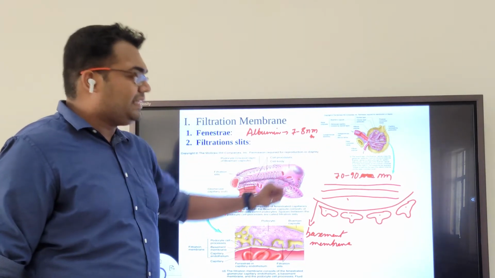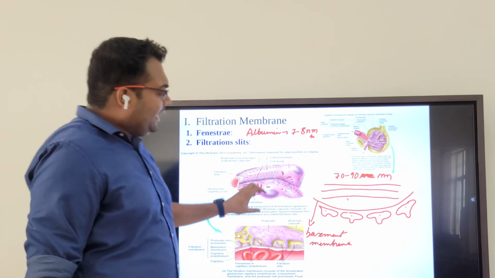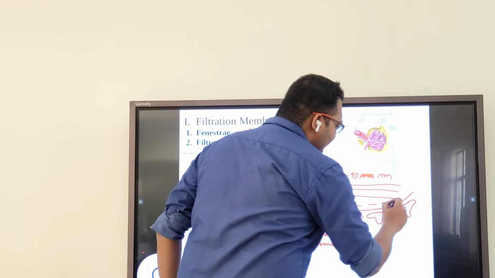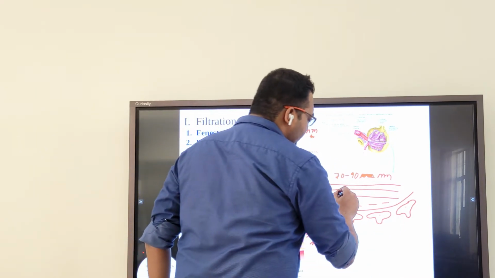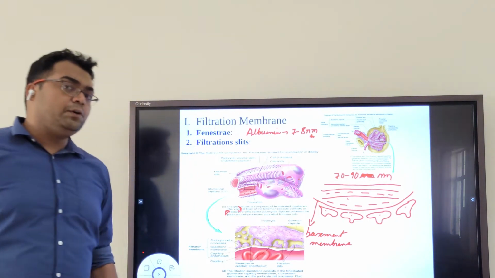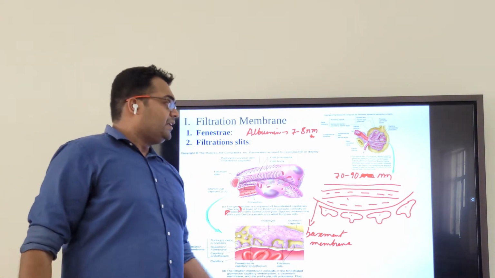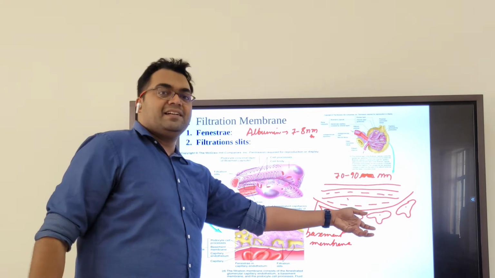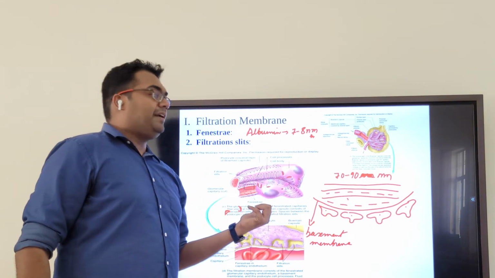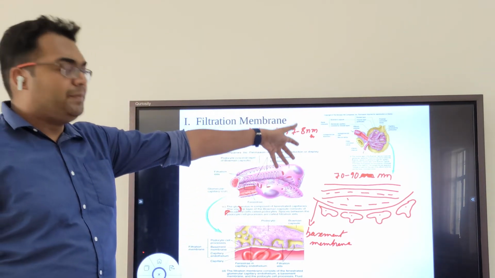Collagen type 4 is present here. So it has got a lot of negatively charged proteoglycans. So they also make the charge negative. Here also you have sialoglycoproteins. They make the charge negative. And proteins, if you know, are also negatively charged. So hence there will be a lot of repulsion. So what we are trying to do is we are trying to impede the flow of albumin.